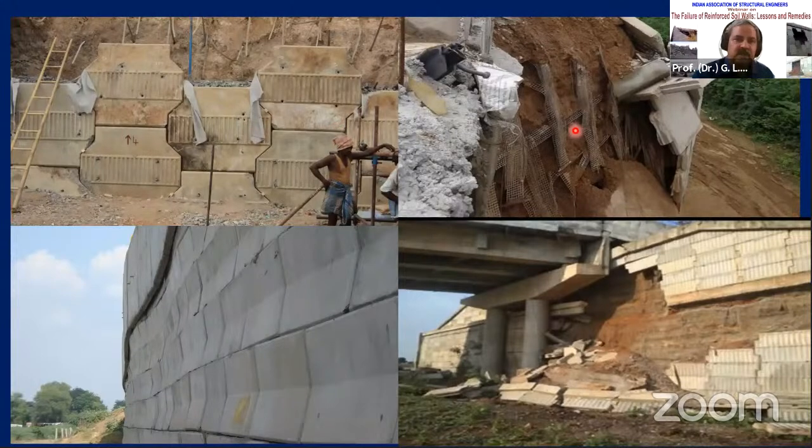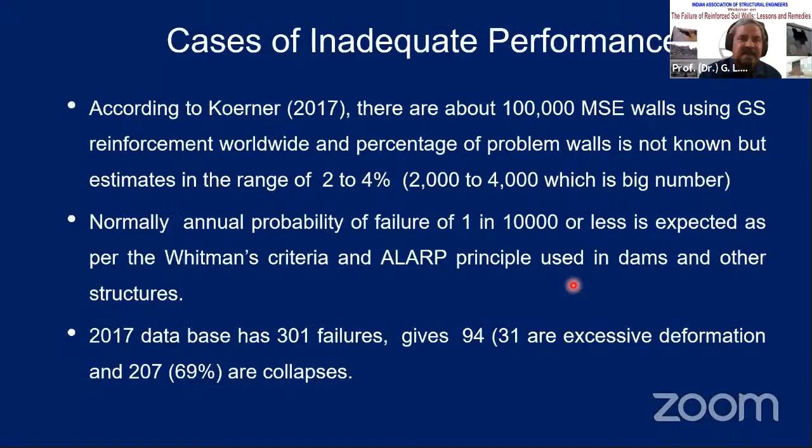Here you have one failure, you have another failure here, you have another failure in the form of deformations. Just last week, somebody sent me this. We see a lot of photos like this on WhatsApp and in circulation. But what exactly are the reasons?